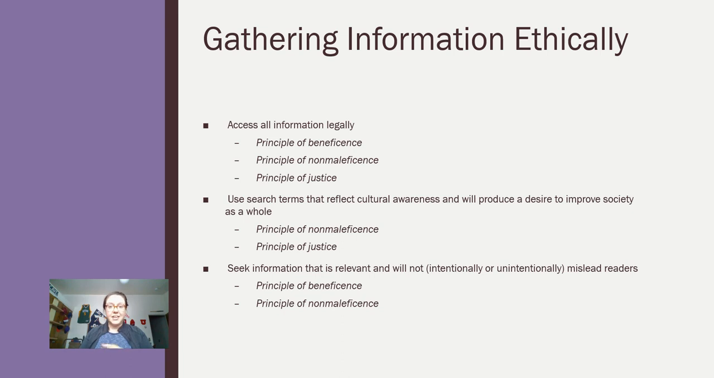So when we think about the ethics of gathering information, so finding content either from Google Scholar, the library databases, or from the library itself, we first want to access all information legally, and that applies to the principle of beneficence, principle of non-maleficence, and principle of justice, as we want to make sure that we are starting out our research process with good intentions, and good intentions come from gathering our information through a legal sense. So we can see how beneficence and non-maleficence really tie in there, but also in terms of principle of justice.